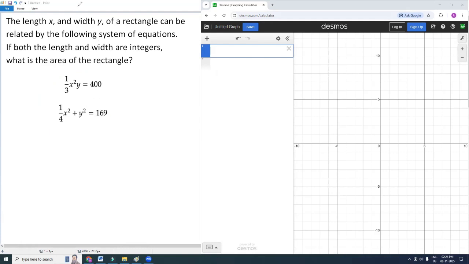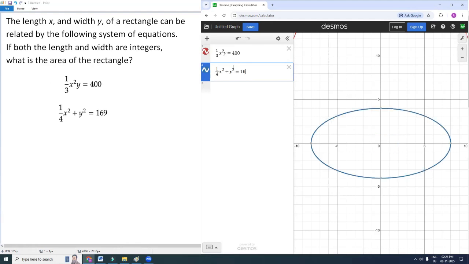Okay, now let me give these two equations as input over here. That is 1/3 times x squared times y equals 400. Okay, now let me take the second equation. That is 1/4 times x squared plus y squared equals 169.